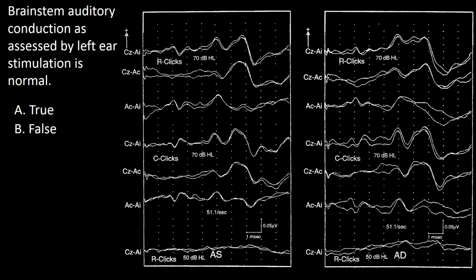The first question is: brainstem auditory conduction as assessed by left ear stimulation is normal. A true, B false. Please take a look at this frame, stop the video, and give yourself time to answer this question. Once you have reached a conclusion, and not before, roll the video again.